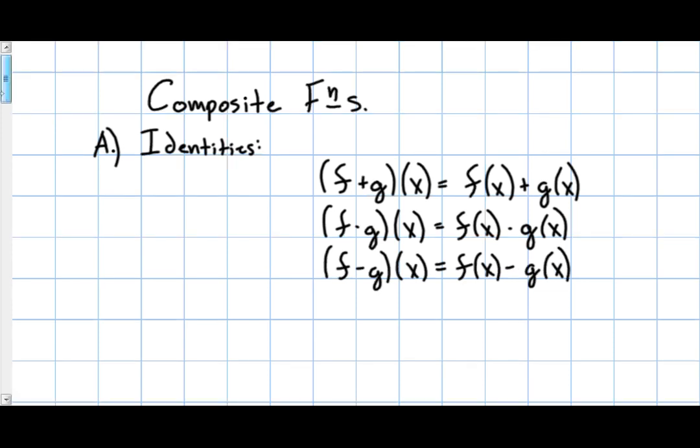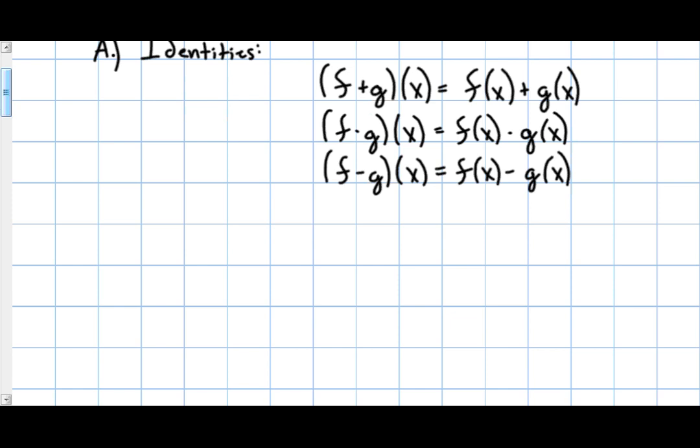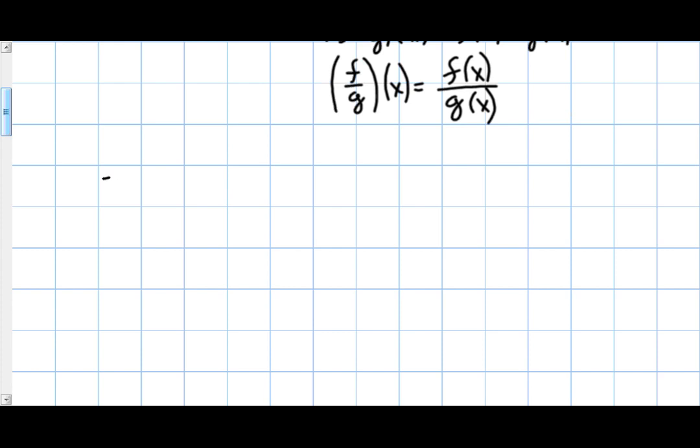A little more space. And last but not least, f over g of x equals f of x over g of x. Have these handy in your notes because they're going to help you out quite a bit on the homework. Let's take a look at how we could possibly use some of these identities with a quick example.